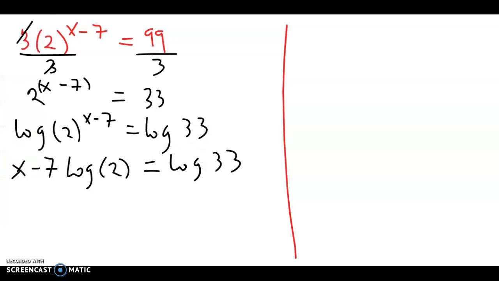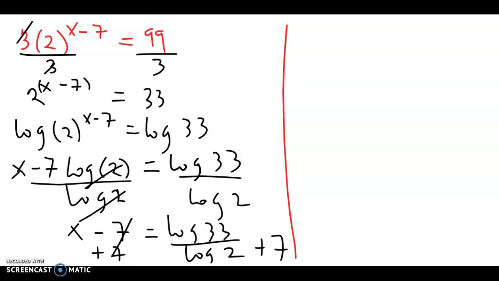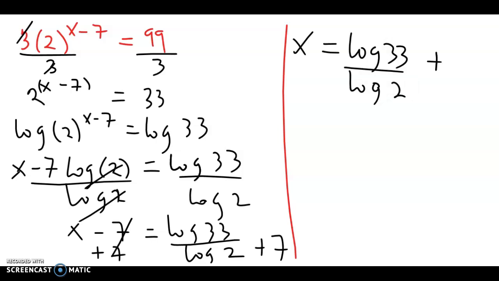Now at this point, we're going to divide both sides of the equation by log of 2. So we have x minus 7 equals log of 33 divided by log of 2. And to solve for x, you have to add 7 on both sides of the equation. So you have log of 33 divided by log of 2 plus 7.